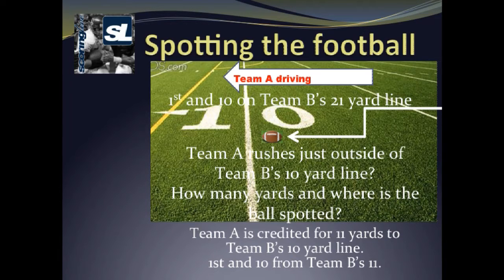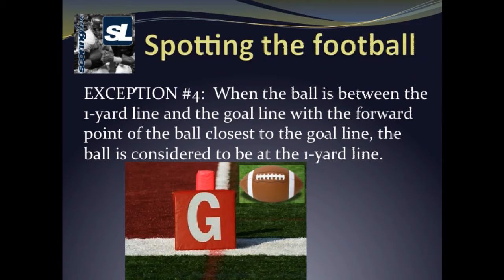Okay? However, because there is an opportunity for this team to get a first down inside the 1-yard line, we have to spot the ball at the 11-yard line. Okay? So on the last play, the ball went to the 10, but now it's 1st and 10 from Team B's 11-yard line. Kind of complicated, I know, but you don't see this very often. Okay? But that is exception number 3.